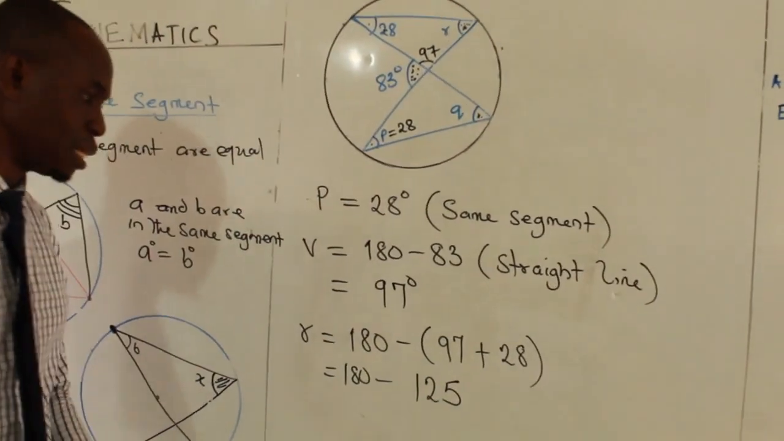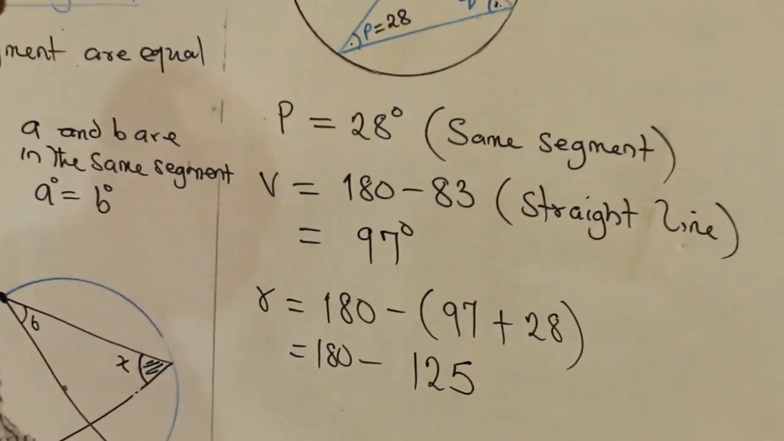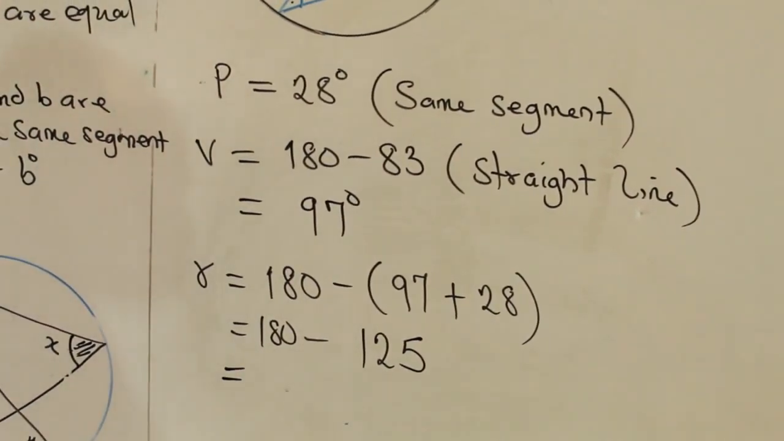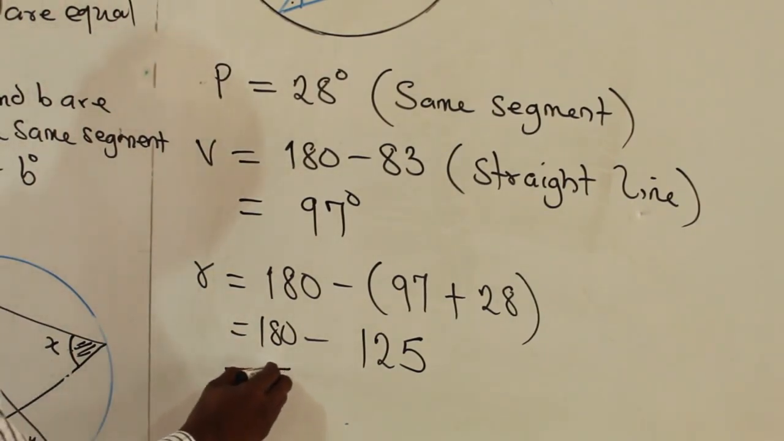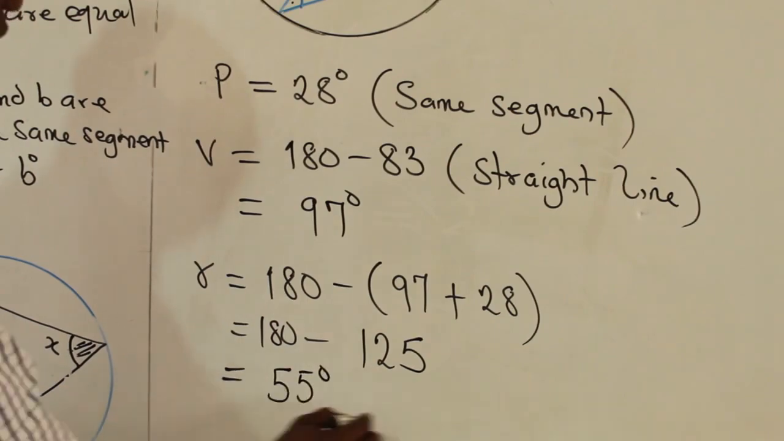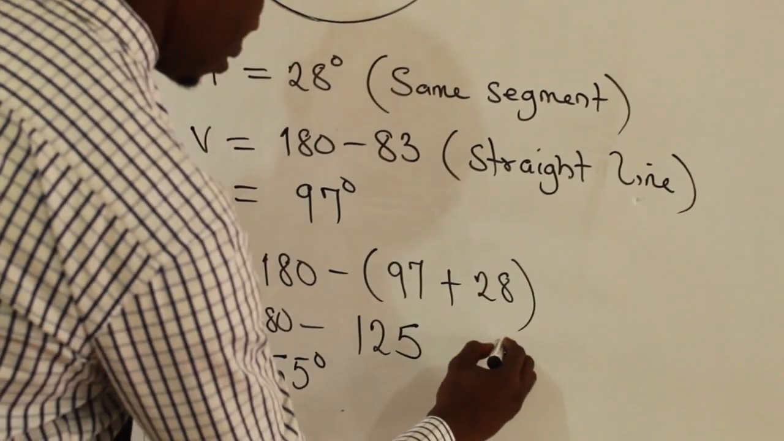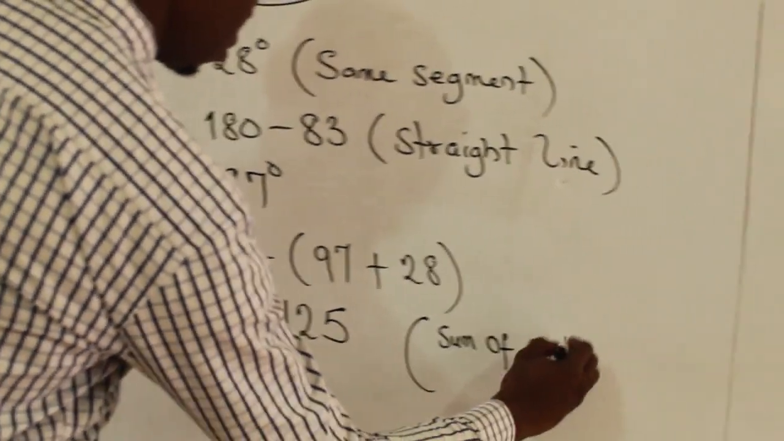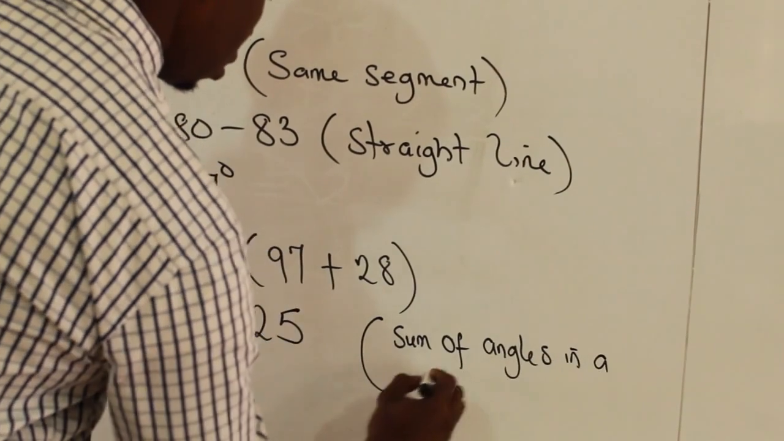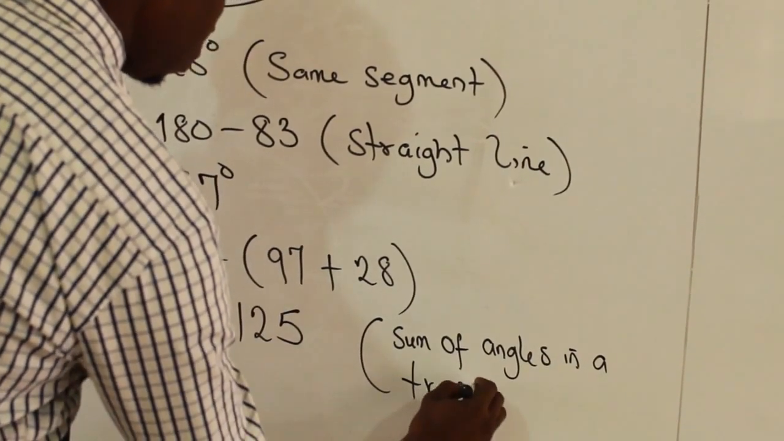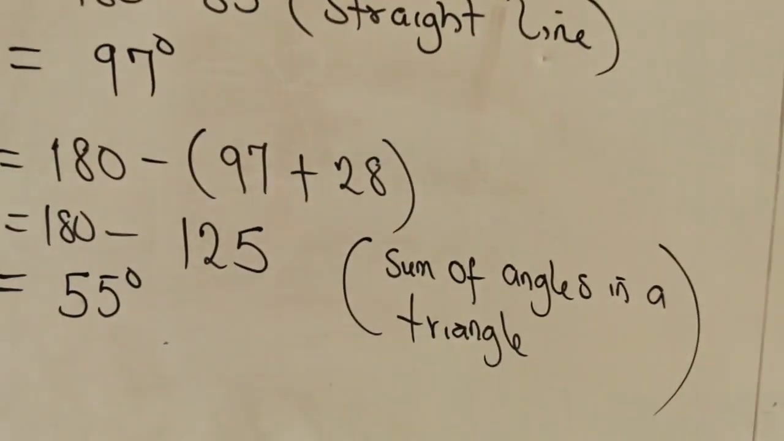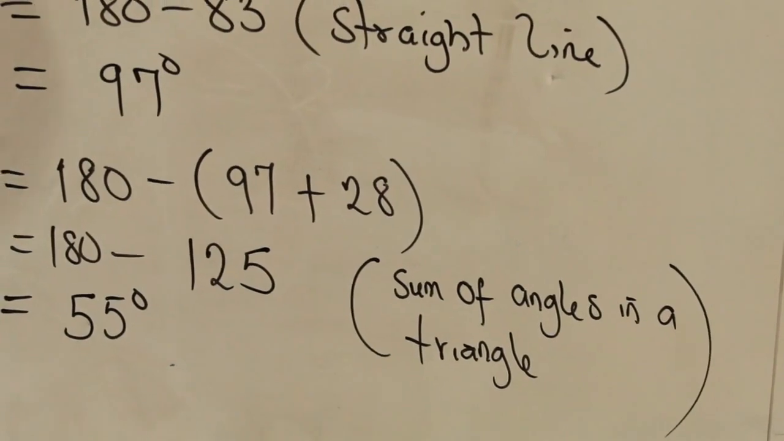97 plus 28 is 125. And when 125 is subtracted from 180, the result is 55 degrees. The reason here is sum of angles in a triangle. These reasons carry their mark in any standard examination.